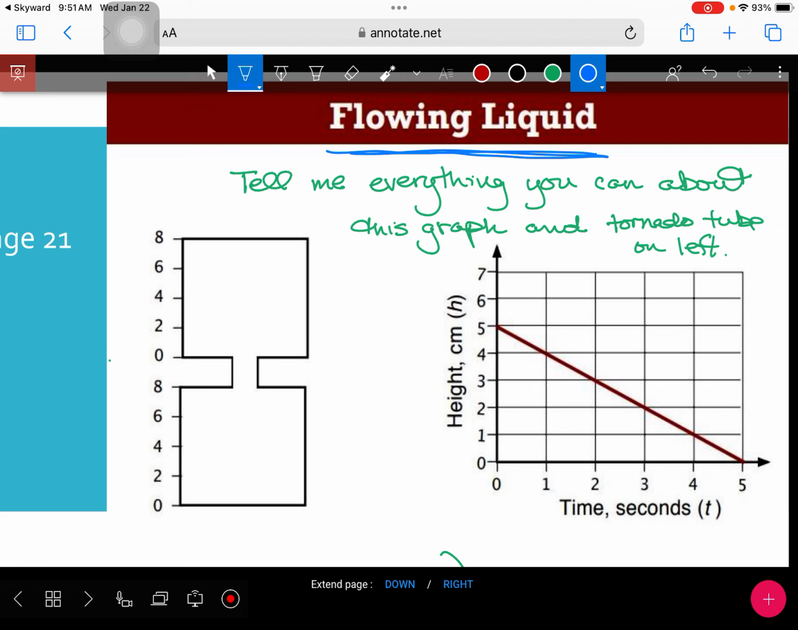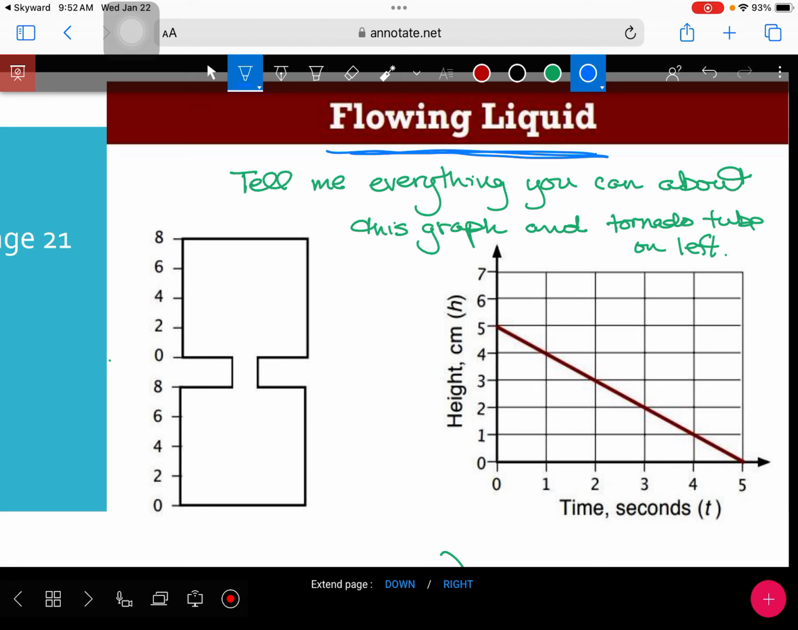So do you think this graph represents the top part of this tornado tube or the bottom? Any ideas? Well, this is a tornado tube. I call it a tornado tube because supposedly you see a tornado. It does leak a little bit.